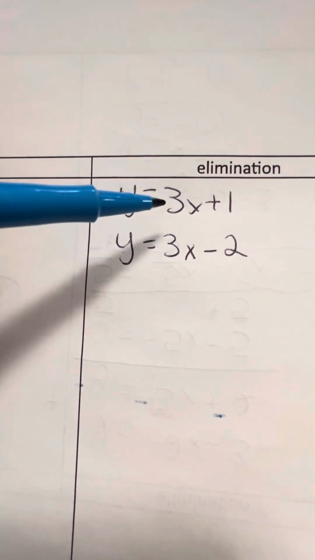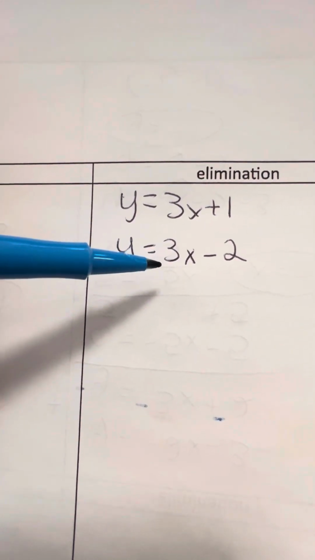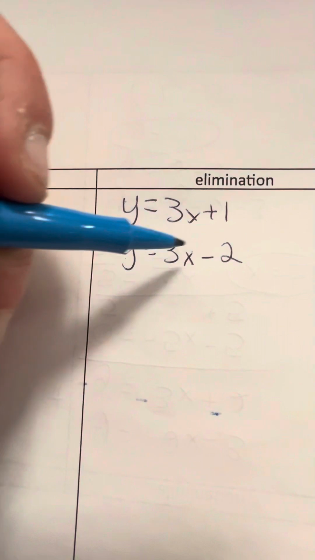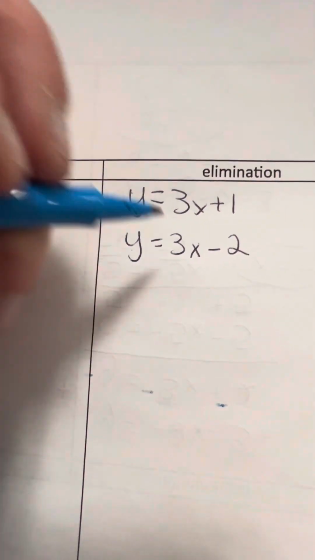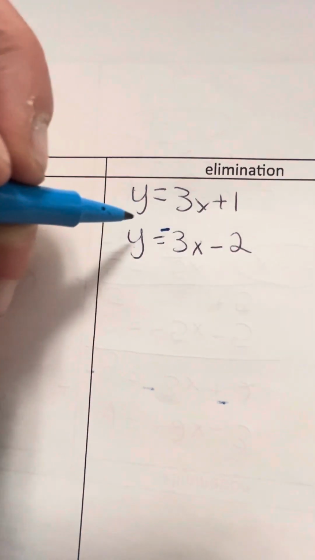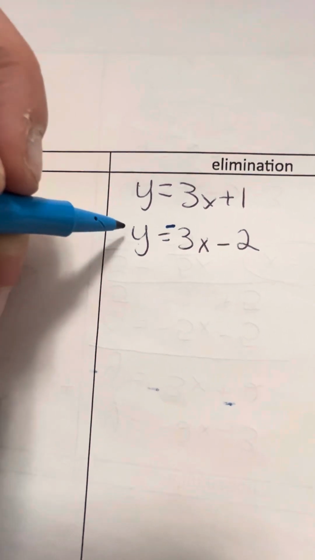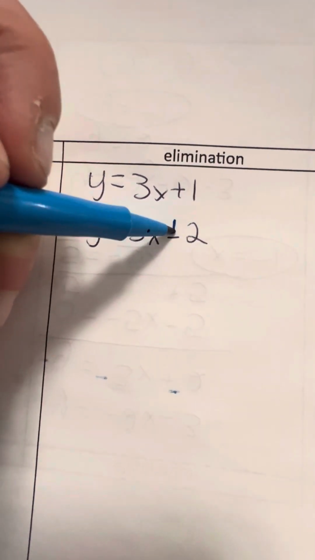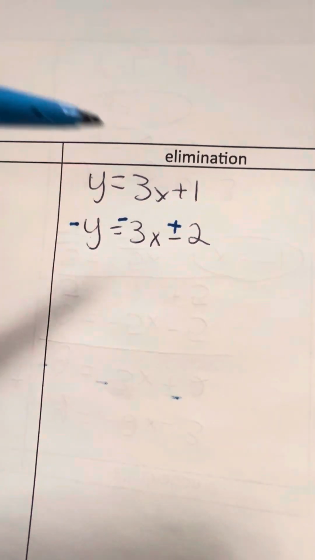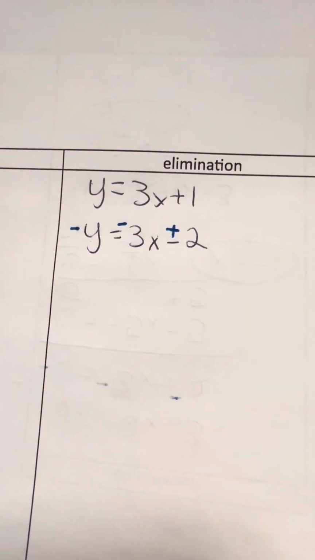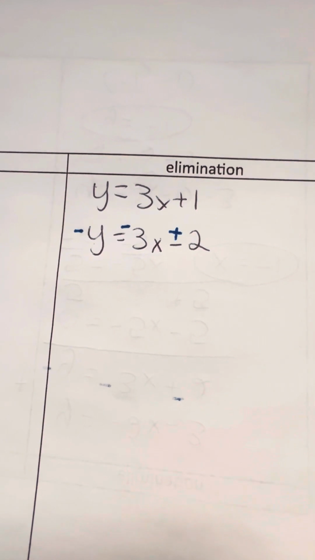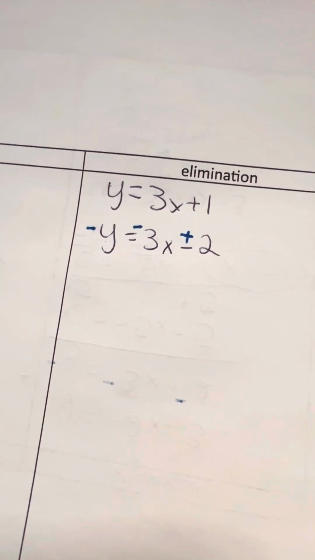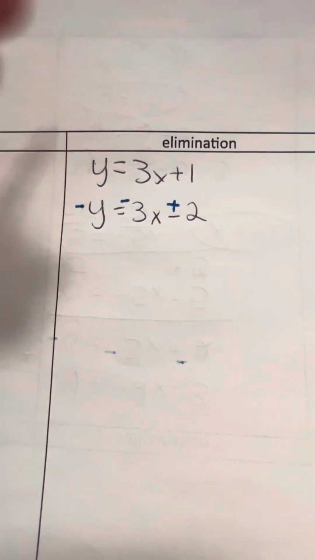Actually, let's get rid of the x's. We have positive, positive, so I need one of them to be negative. But I can't just change the sign on the one term over here, so I have to change everything. So this positive y is going to be a negative y, and this negative 2 is actually going to become a positive 2. So that's what we have. What you're doing is multiplying the whole bottom equation by negative 1. And now I can just go ahead and add them together.